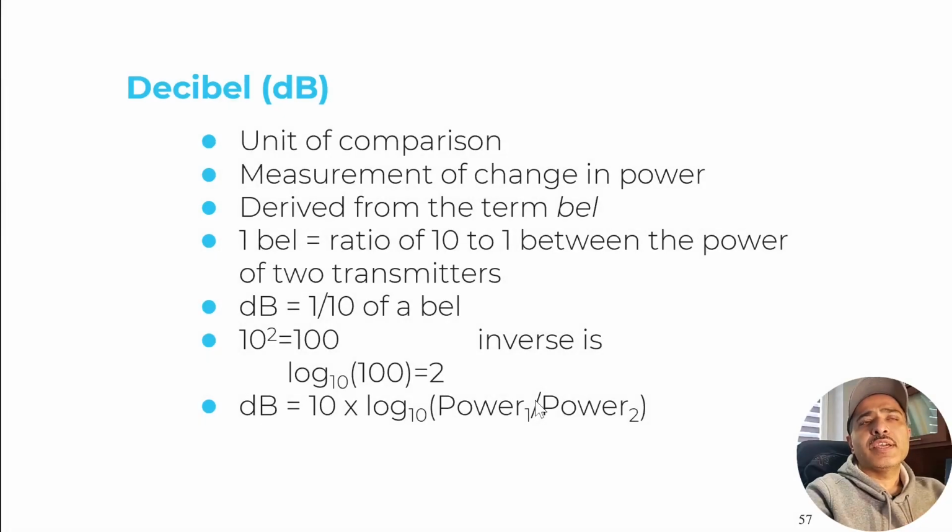dB, as I mentioned, is a unit of comparison when you're trying to measure the change in power. If a signal comes out of a particular device, and at the place where I'm receiving it, how much it has dropped or increased is dB. It's not an absolute value. Again, it's a unit of comparison.